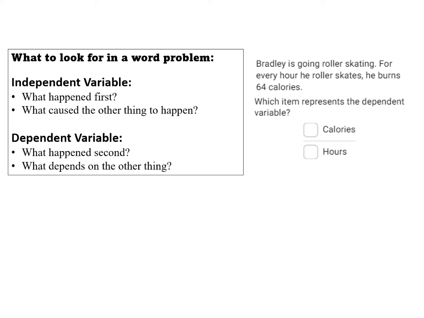Here's another one. Bradley is going roller skating. For every hour he roller skates, he burns 64 calories. Which item represents the dependent variable? So remember, what happens second? What depends on the other things? It's easier sometimes to figure out what happened first. Did he skate and then burn calories? Or did he burn calories and go, oh, I better roller skate? No, of course. Roller skating happened first. So the dependent, what happened second, is the 64 calories.